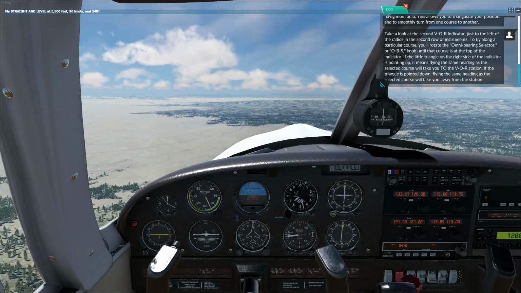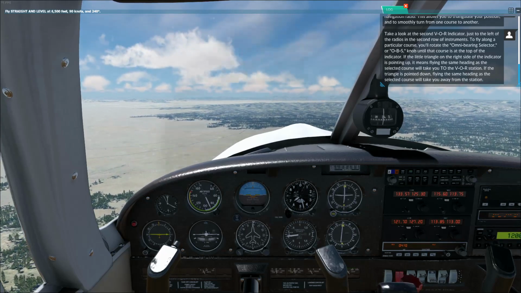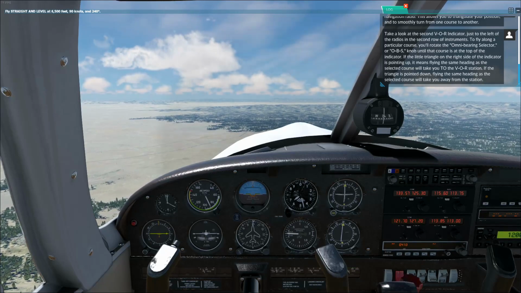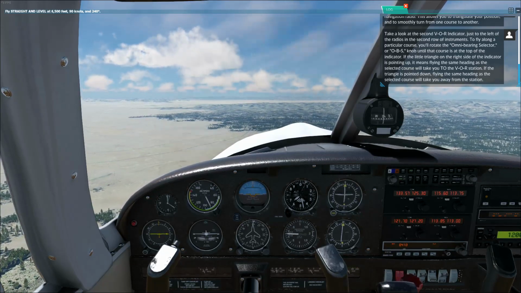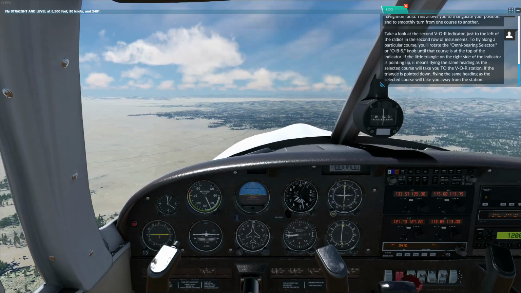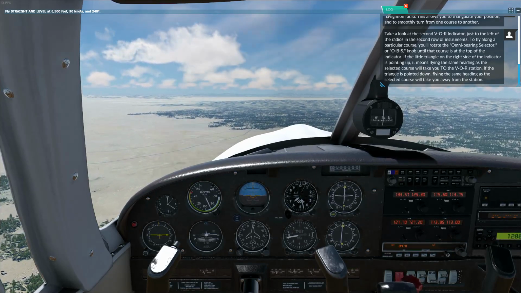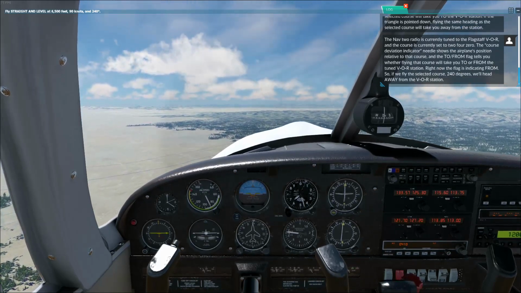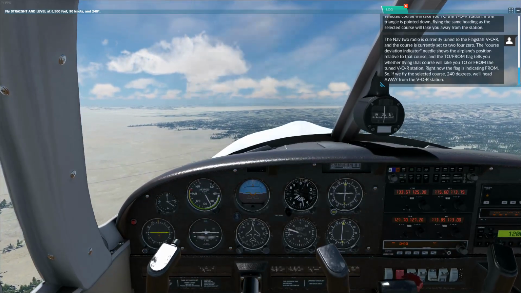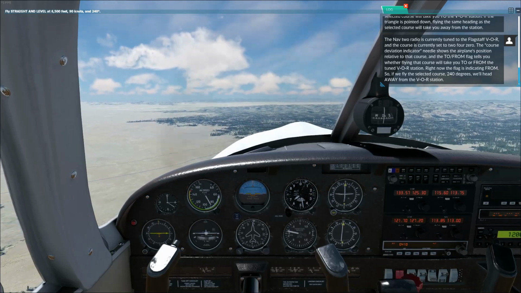If the little triangle on the right side of the indicator is pointing up, it means flying the same heading as the selected course will take you to the VOR station. If the triangle is pointed down, flying the same heading as the selected course will take you away from the station. The NAV2 radio is currently tuned to the Flagstaff VOR, and the course is currently set to 240.